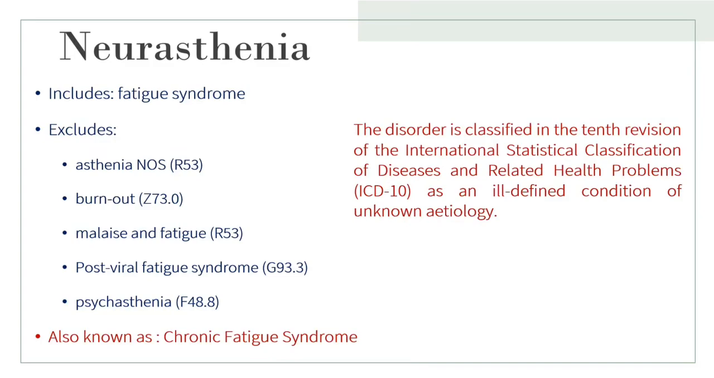Let's begin with neurasthenia. Neurasthenia includes fatigue syndrome, which was previously known as fatigue syndrome, and it excludes asthenia, burnout, malaise and fatigue, post-viral fatigue syndrome, and psychasthenia. It is also known as chronic fatigue syndrome. In ICD-10, it's an ill-defined condition of unknown etiology.